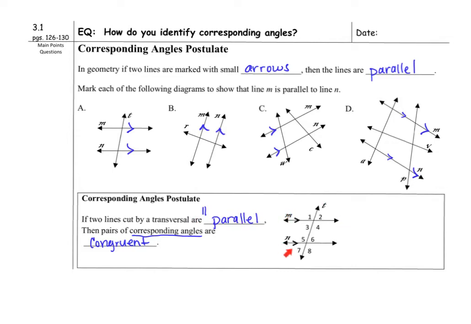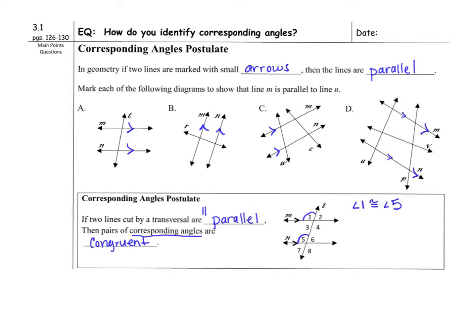So if we look at our diagram, we know that M is parallel to N because of these little arrows. So remember, corresponding means they're on the same side of the transversal in the same position. So if we look at angle 1, angle 5 is corresponding to angle 1. And now that we know these two lines are parallel, that means that angle 1 and angle 5 are congruent. So we can now say angle 1 is congruent to angle 5.